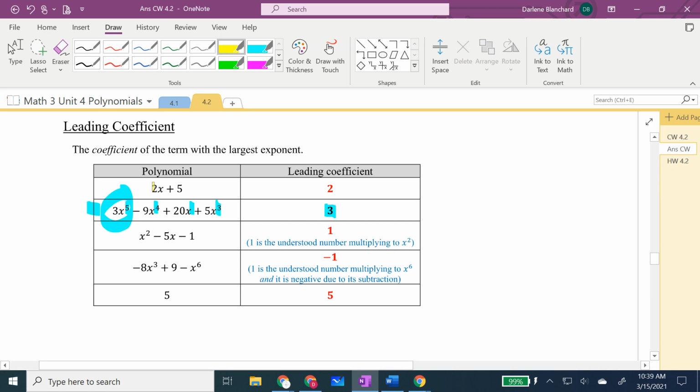For this polynomial that is linear, you have just a 2 as the leading coefficient. x to the 1 is the highest exponent. Here, the leading exponent is 1, the leading coefficient is 1, because that's the number that is understood to be multiplying in front of x to the highest power.